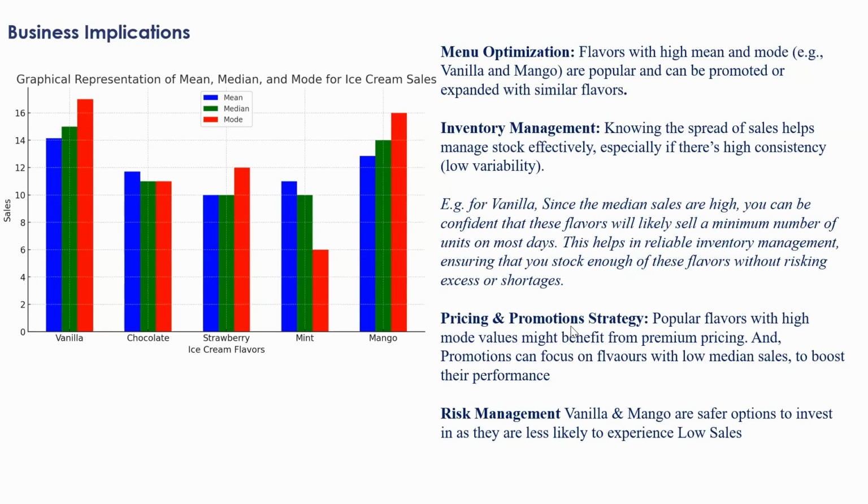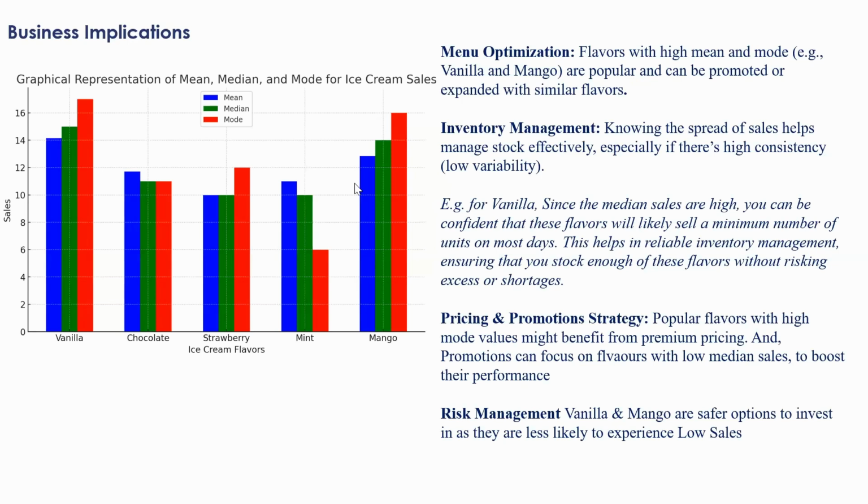So I can be confident enough to keep a minimum of, let's say, 8 cones inventory for both vanilla and mango, because I'm confident कि इतना demand तो होगा ही इन दोनों में. It can help me do a pricing and promotion strategy. Popular flavors with high mode might benefit from premium pricing. Like I said, Sundays or Wednesdays को vanilla is more frequently demand, popular demand ज़्यादा है. And promotions can focus on flavors with low median sales to boost their performance.